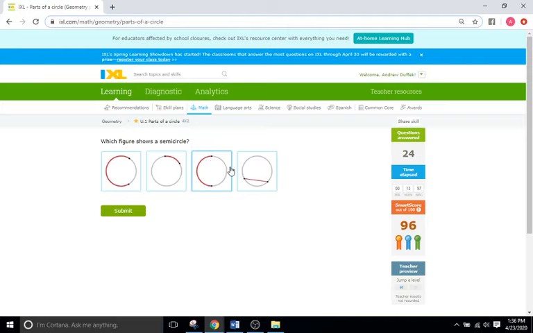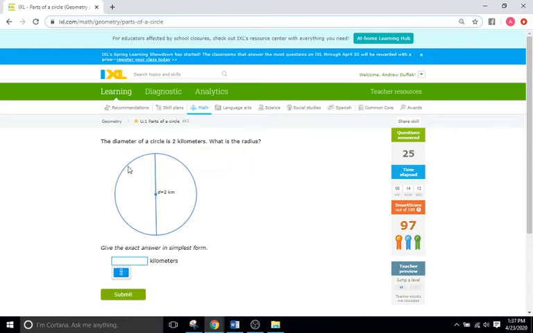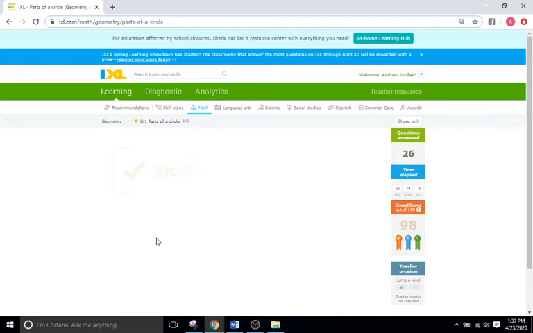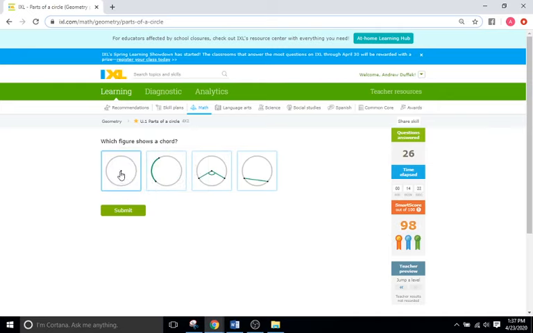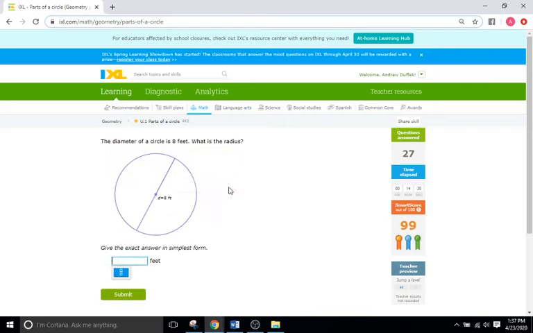Circles are made up of 360 degrees. This halfway is just 180 degrees. This is clearly under 180, and this is somewhere over 180. But this is exactly 180 degrees, so that's going to be a semicircle. And that last one is just a chord. The diameter is 2. What's the radius? So the entire thing is 2, so just half of that is 1. Which figure shows a chord? That's a center, that's an arc, that is a central angle, and that is a chord. One more. The diameter of the circle is 8. What is the radius? The entire thing is 8, so half of that's just going to be 4.